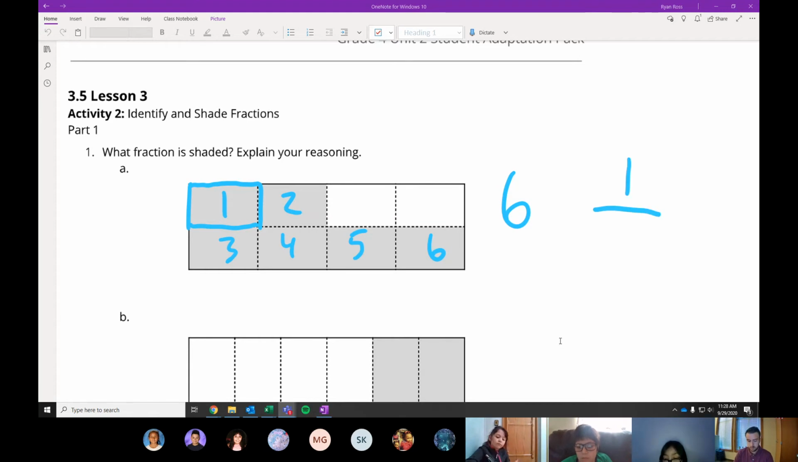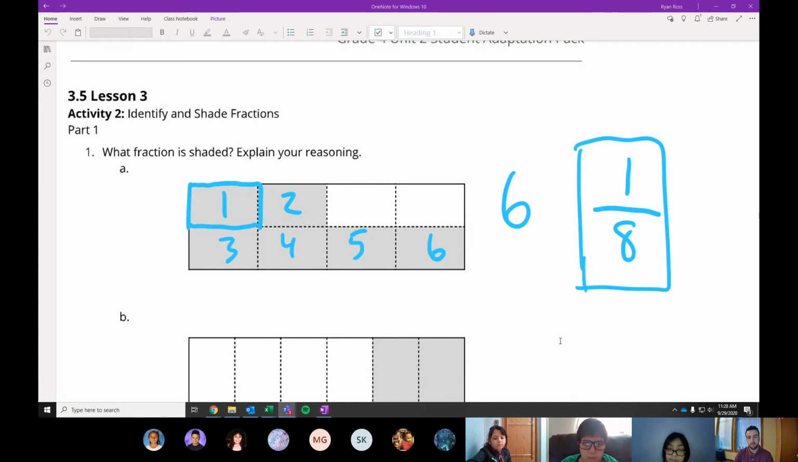Okay, so 1 on top. There's one part that's shaded in blue. They're outlined in blue. Out of how many possible pieces? 8. Yeah, there are 8 possible pieces. So each piece is 1/8 of the total rectangle, right? So if we were to write a fraction that would represent how many are shaded, what would our fraction be?